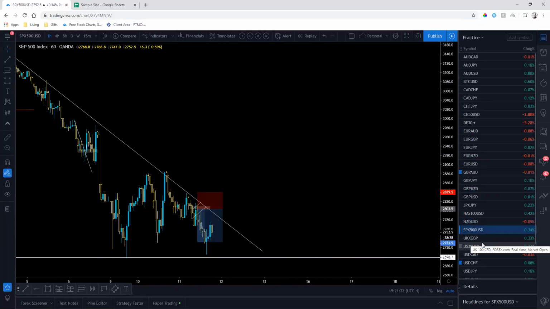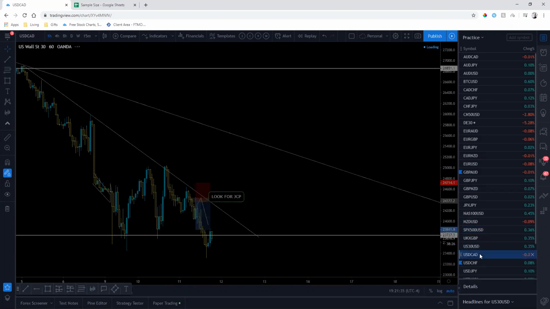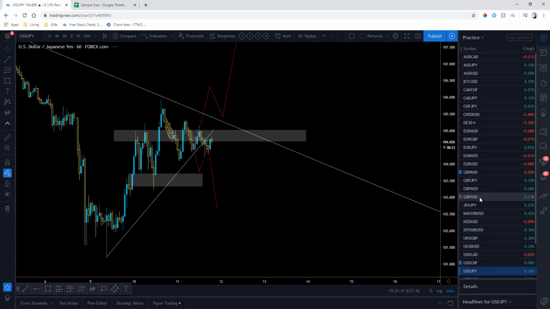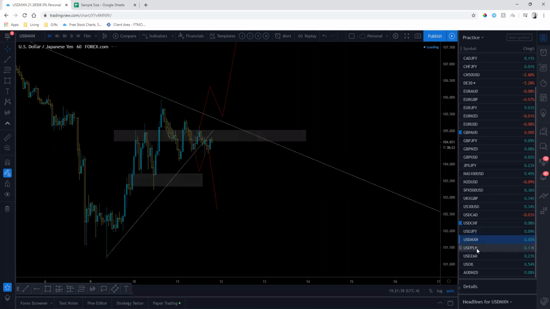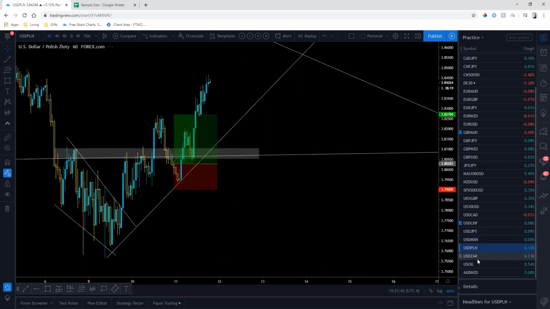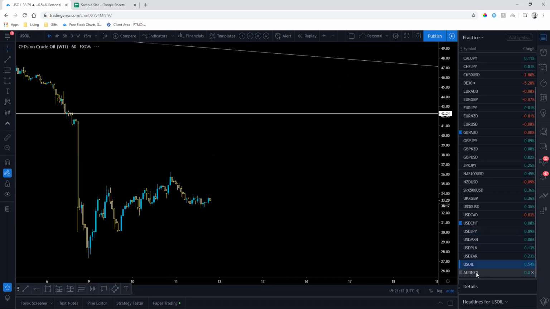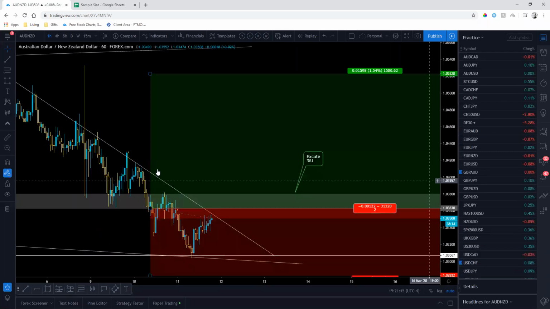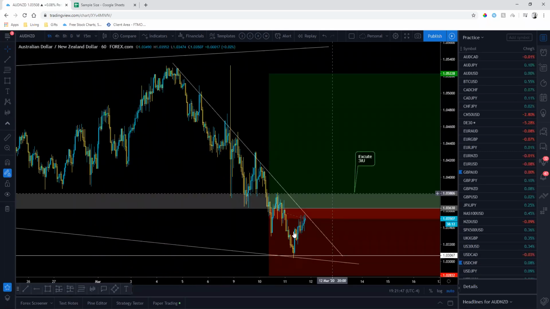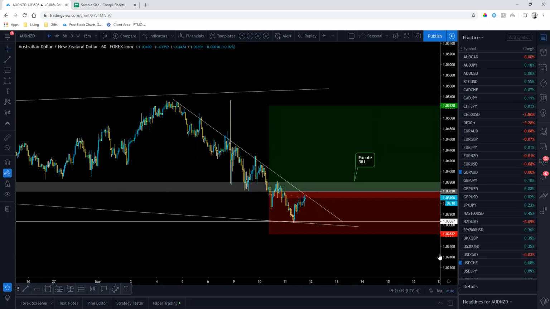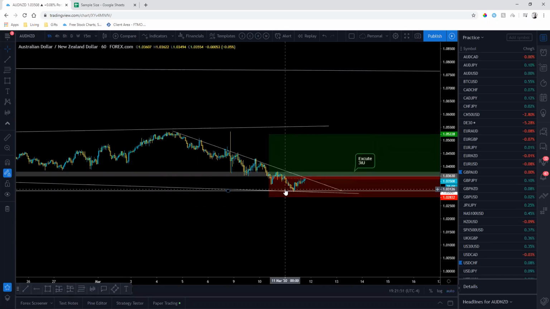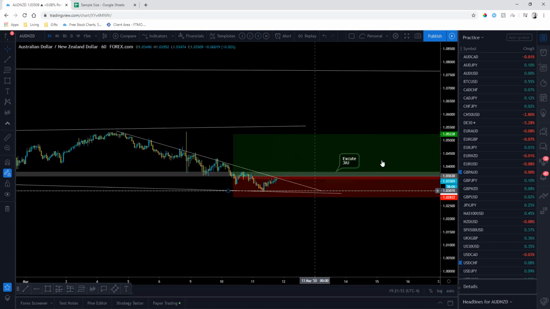So this morning, UCAD already hit TP. AUD and NZD, yep. All right, so we're still holding this. We're still at the bottom of this pattern. Price hasn't broken this level here, so I'm still looking for this to go up.